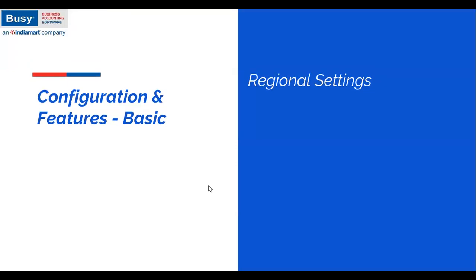First, you have to move on to the administration portion, then go to configuration, and then from configuration, you have to move on to features and options. On features and options, the first option is called regional settings. When you click on regional settings, you will find the date format is DDMMYY, meaning date, month, and year.